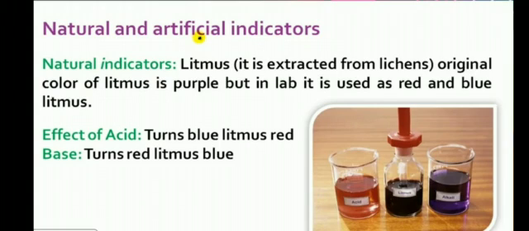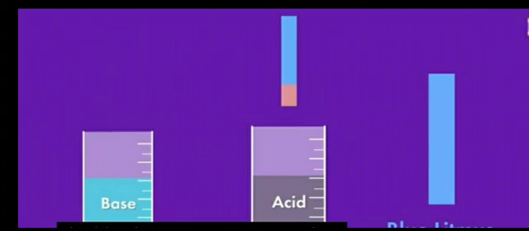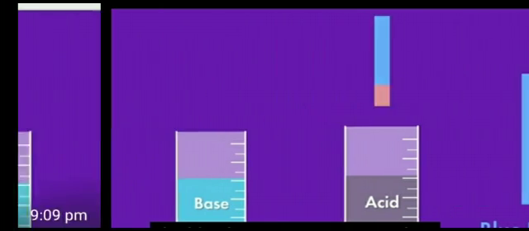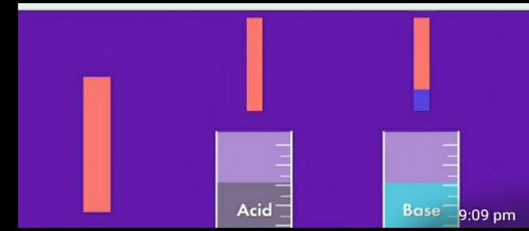It is a purple dye, but it is available in 2 forms, blue litmus and red litmus, in our science lab. When blue litmus is added to an acidic solution, its color changes to red, while when red litmus is added to a basic solution, its color changes to blue. So, litmus can be used to indicate whether a substance is acidic or basic.